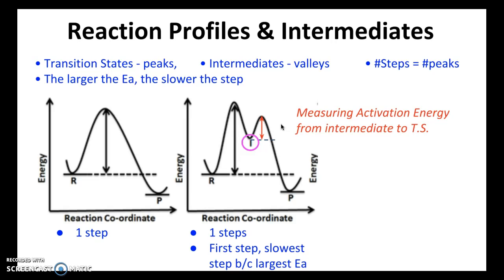Okay, so this sort of summarizes. This is a one-step reaction profile, and here we have a two-step reaction profile. And now going back to our question of which step is the slowest and which step is the fastest, the first step is the slowest, and that's because it has a larger activation energy. You can see that black double arrow here is a lot larger than this red arrow here. So the first step is the slowest, the second step is the fastest here.